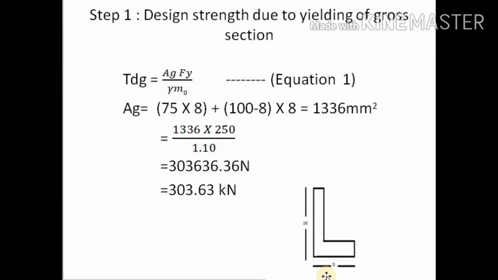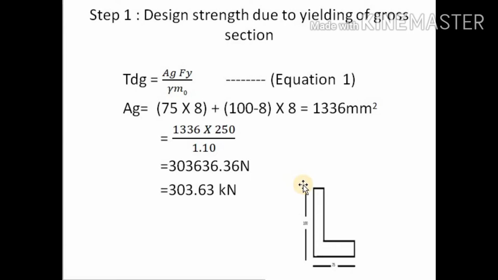Okay, so here Ag is the gross area, that is the gross area of this L section. So first of all split this L section into 2 rectangles. This is the first one and this is the second one. So first one will be 75 into 8, that is 8 mm thickness, already provided in the question. And second rectangle is this, that is 100 minus 8, because this portion is already considered in the first rectangle. So we have to take 100 minus 8 into 8 mm thickness, that is 1336 mm square.